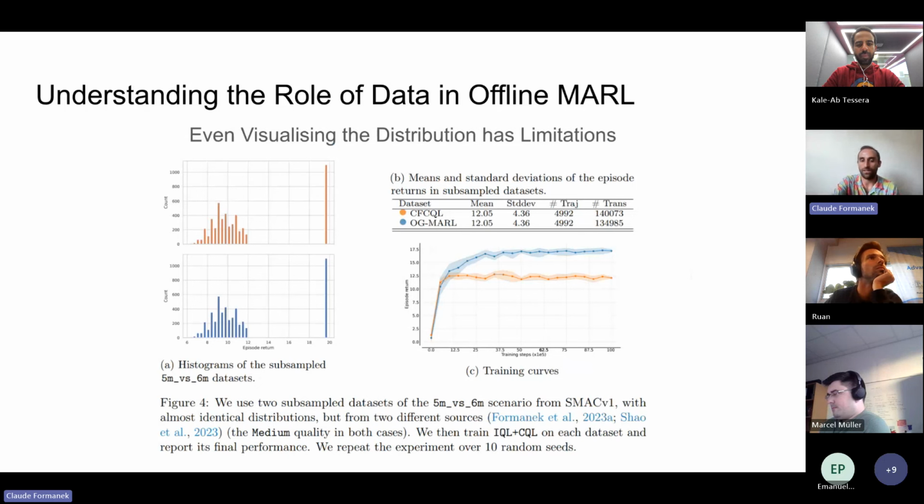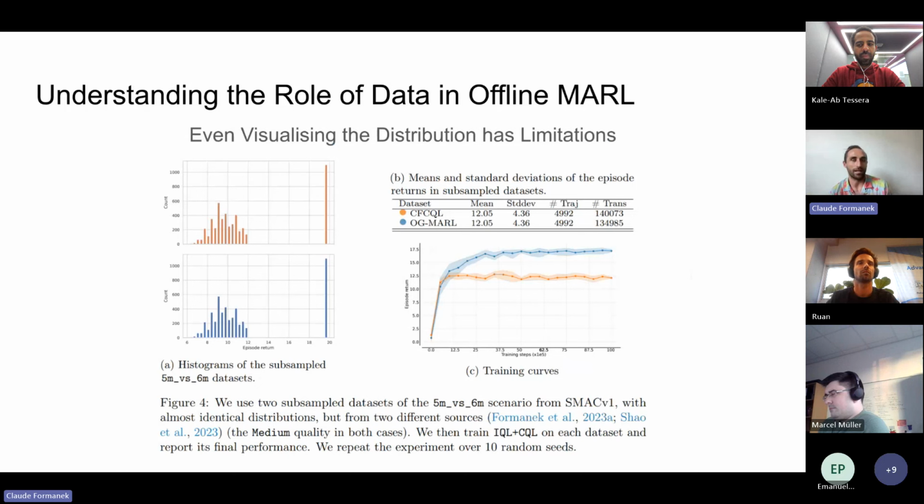And oh, by the way, sorry, the IQL plus CQL is just my terminology used for independent Q-learning, but using conservative Q-learning. So that's the algorithm we used. And again, we see them converge to very different final solutions, which was surprising. And we wanted to think, okay, well, then what about this data set is different?